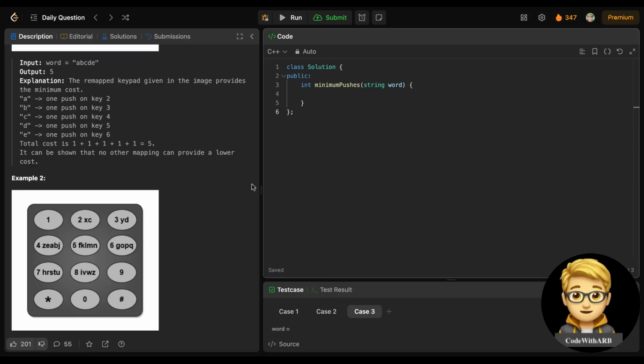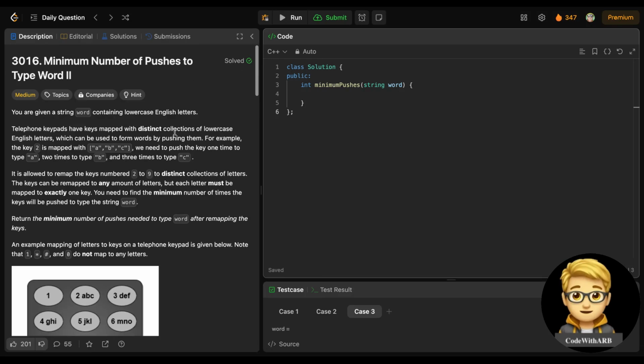Hello everyone, we will solve today's LeetCode problem. The question is Minimum Number of Pushes to Type Word II. It's a LeetCode medium. Let's see what the question is asking.